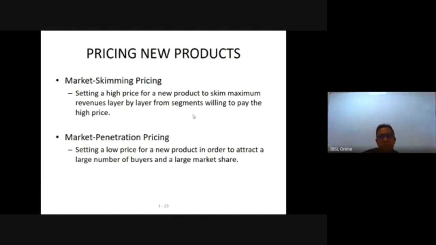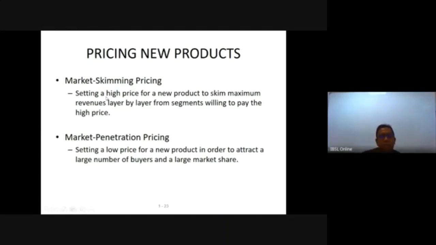One is, especially if you have launched a low value product, low in price, like maybe a toothpaste or a soft drink or a small FMCG item, a piece of soap, something like that. There you set a low price for a new product in order to attract a large number of buyers and a large market share. So for a low value FMCG item, you may always look at the market penetration pricing method, because there you want to attract a large number of customers and have a larger market share.